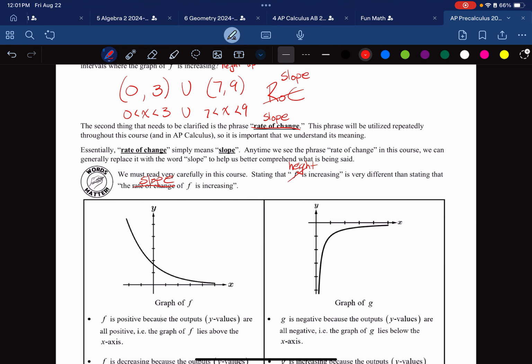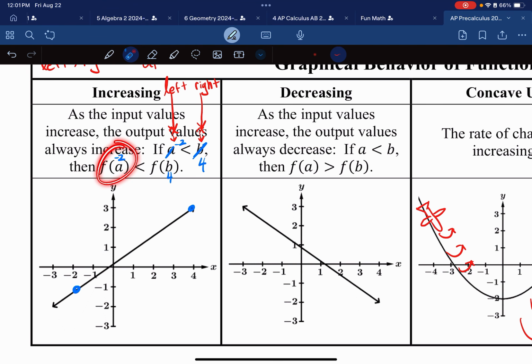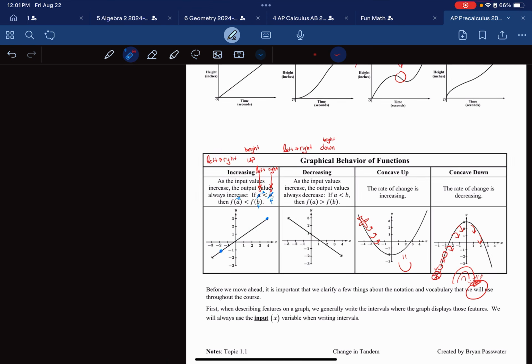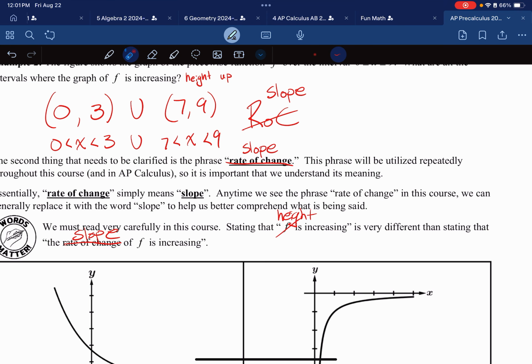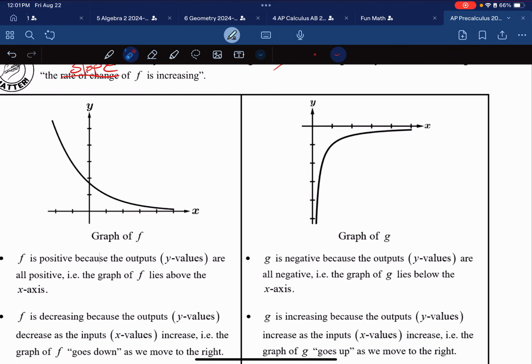Remember back when I said F of -2 is the height at -2? Whenever you see an F or a letter, a function notation, that is talking about heights. So this one is saying heights are increasing. This one is saying slopes are increasing. They look almost identical, so be very, very careful.